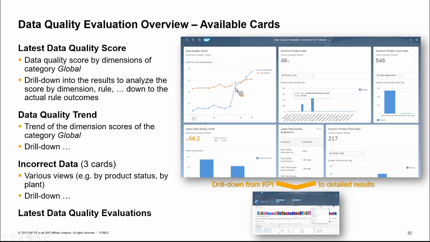Then you have the scores in a history and on a timeline, which gives you the information on a data quality trend. Again, from here you can have a drill down into the dimensions, into the rules. How do the rules perform over the time? And you can also drill down, of course, again to the detailed results. You have also further cards here that give you information about the detailed errors depending on various views. So, for example, you can have at a glance how many errors are there by product type in your system.